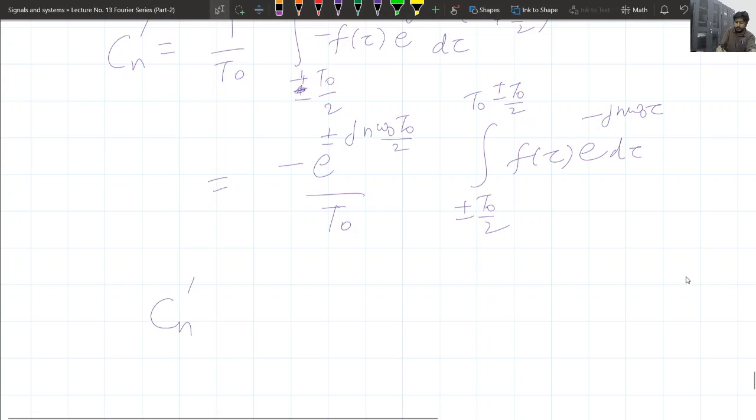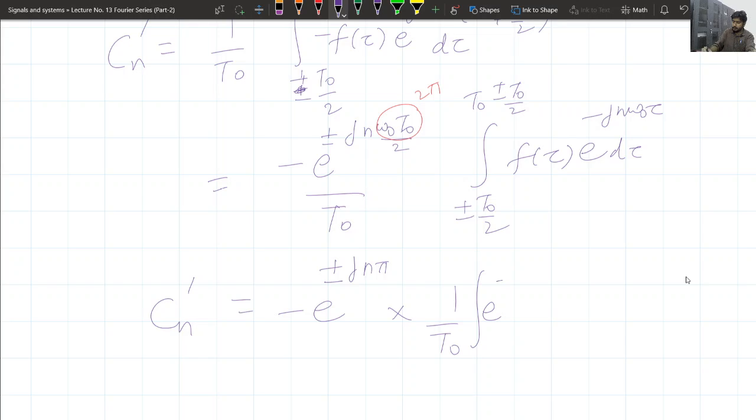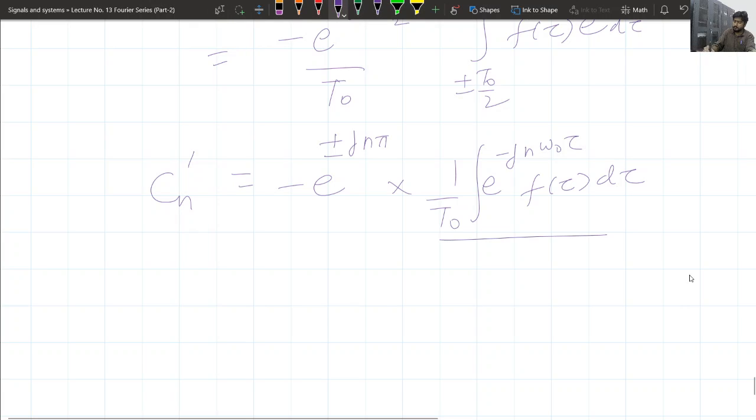Then we can write Cn dash equals minus e to the power plus minus j, and you see this value is 2 pi. So this will be j n pi into 1 upon T naught integration e to the power minus j n omega naught tau into f tau d tau. Now this is nothing but Cn only. That means C dash n equals minus e to the power plus minus j n pi into Cn.